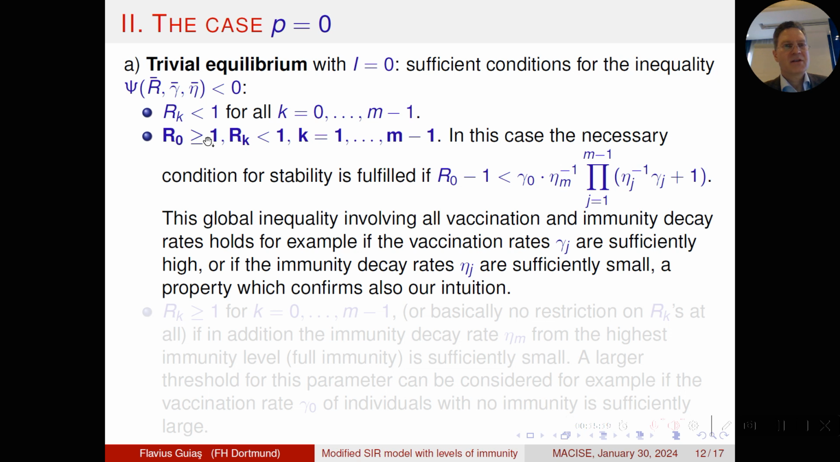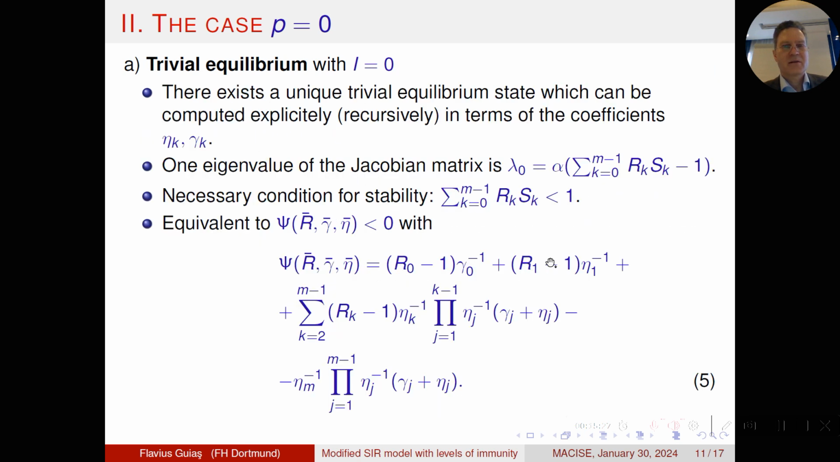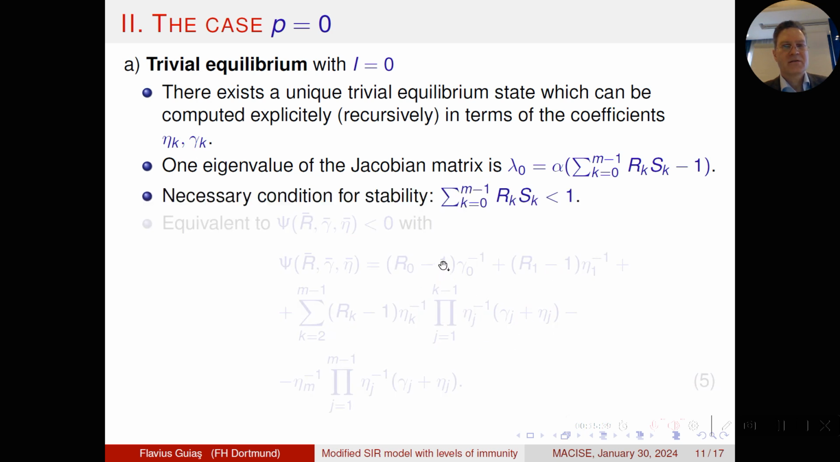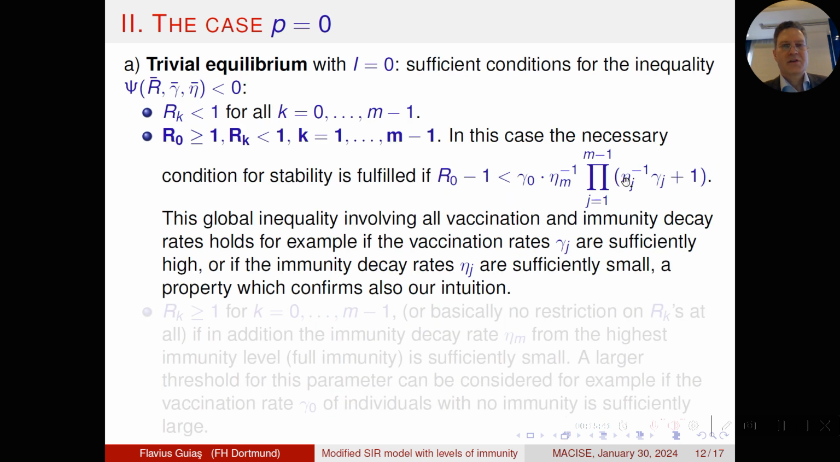Now assume that R0 is larger than 1. This is the normal case in an epidemic, but all other Rks are less than 1. Now let's go back. All terms are negative except the first one. Of course, the last one we will leave, and the others we can neglect, because they are negative, and a sufficient condition would be then a very simple one, which is this inequality.